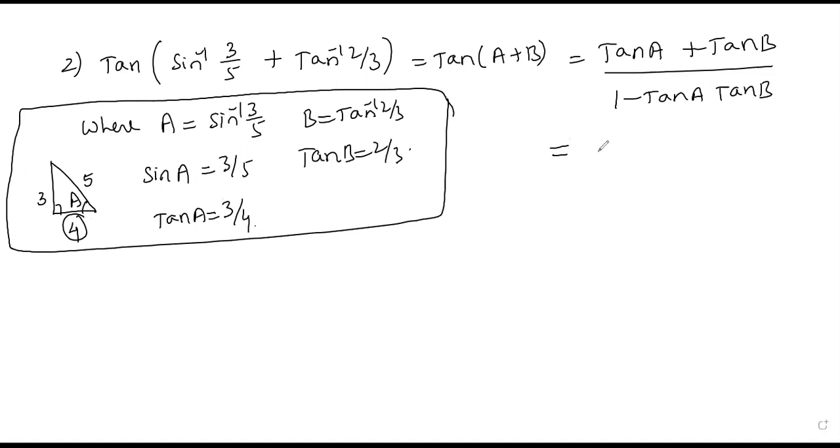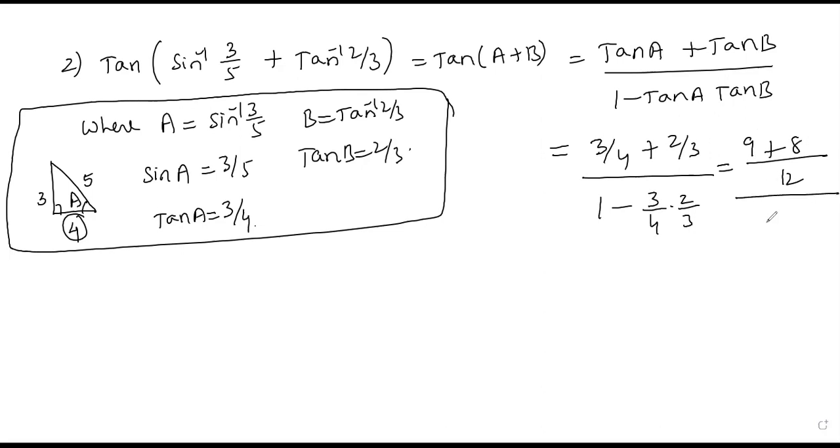So substitute here. Tan A value is 3 by 4, tan B value is 2 by 3, over 1 minus 3 by 4 into 2 by 3. So for the numerator, the LCM is 12. 3 3s are 9, 4 2s are 8. For the denominator, don't cancel here; take the LCM as 12. 4 3s are 12. So 12 1s are 12 minus 3 into 2, 6. So 12 and 12 cancel. So 9 plus 8, 17, by 12 minus 6, 6. So 17 by 6 is the answer.